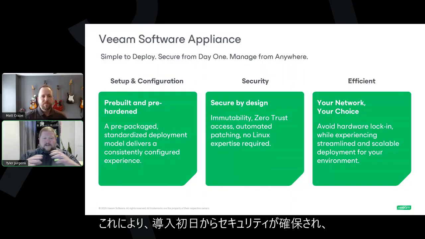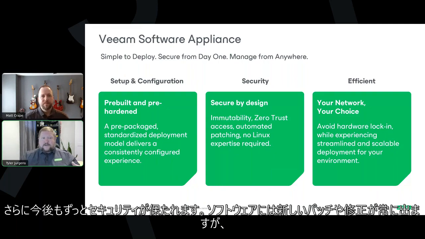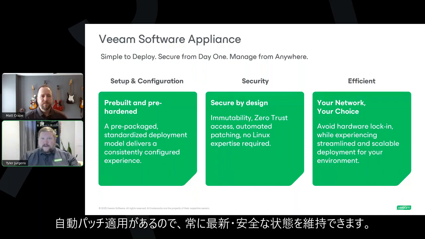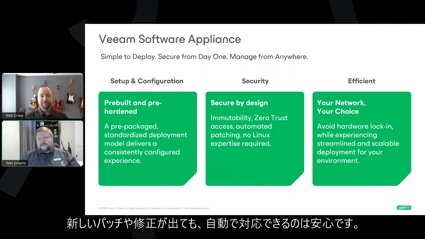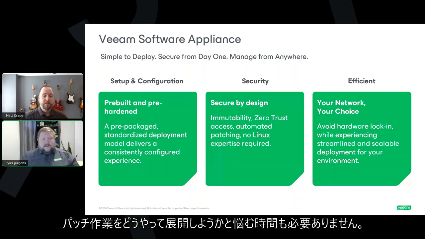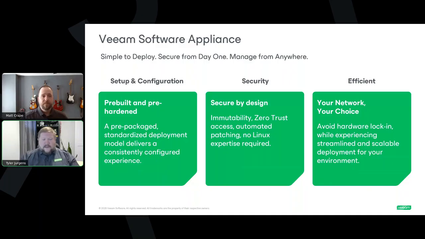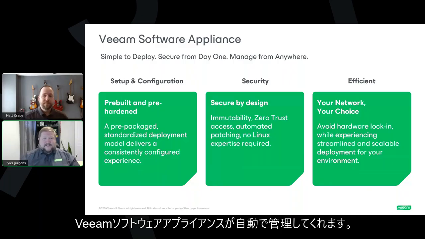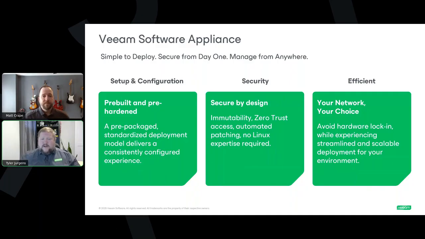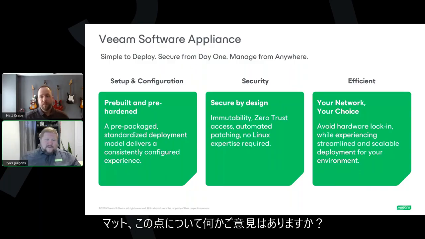So you get that across the board patching and configuration to make sure that not only are you secure from day one when you deploy it, but you keep being secure in the future, because we all know software comes out, there's new patches, there's new fixes all the time. Do you want to be sitting there spending your time going, hey, how can I roll this out? You got the Veeam software appliance that just manages that for you. Matt, do you have any thoughts on this as well?